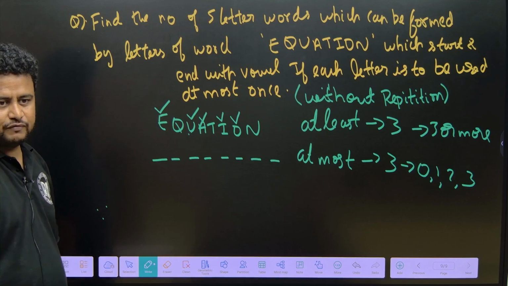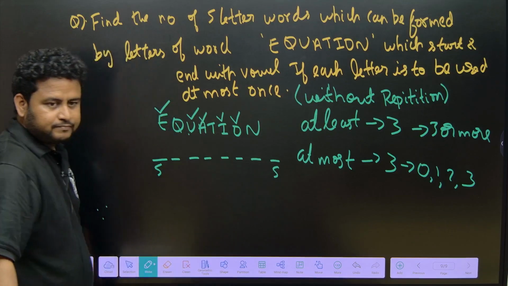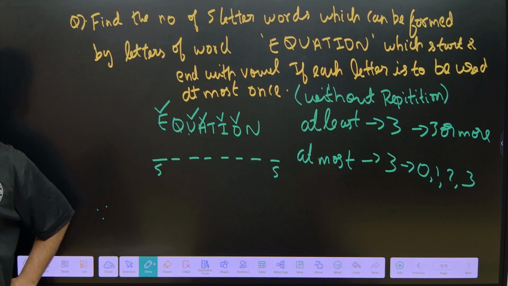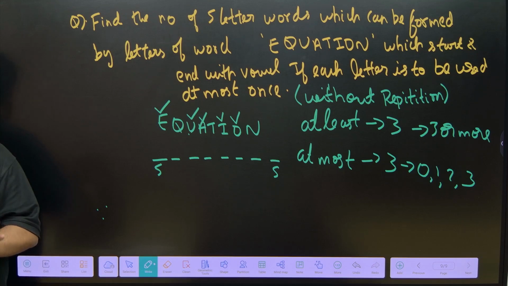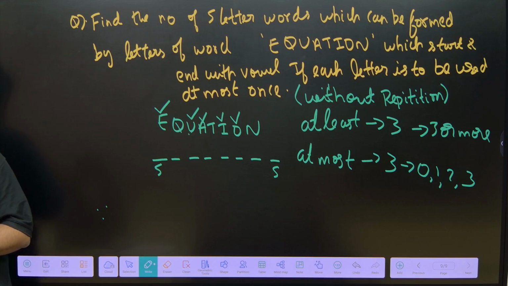These 5 vowels can come here or here, correct? So how many ways can you arrange them? Think correctly. I don't want permutation and combination formulas here. I want you to use logic, no formula. Think correctly, what is the next question? No formula, only logic.